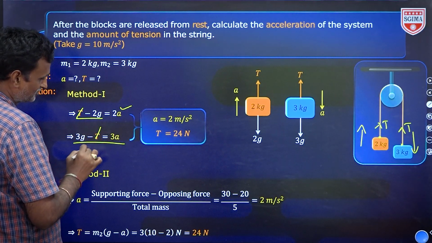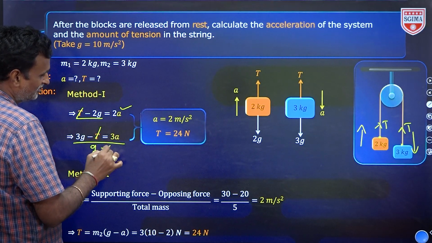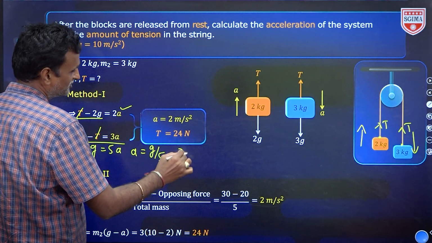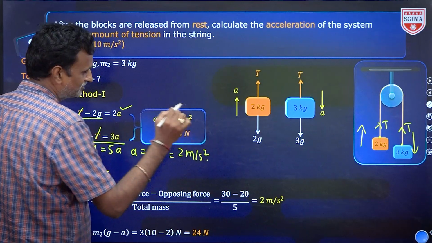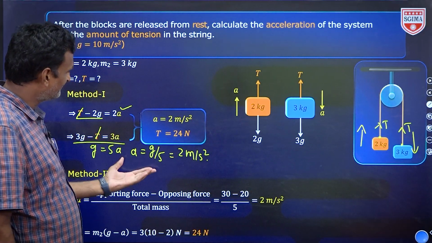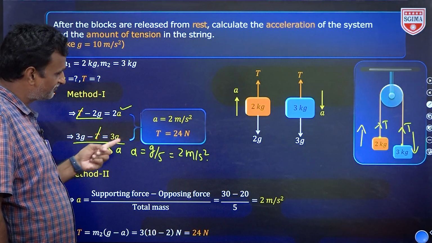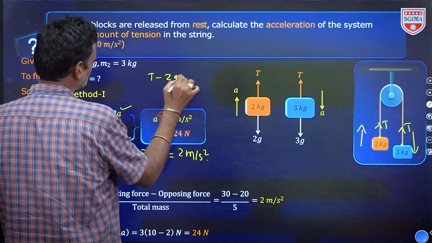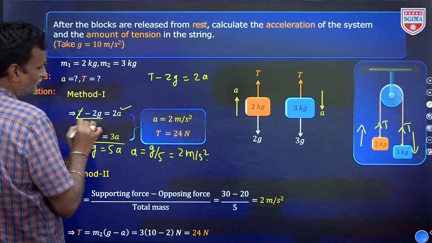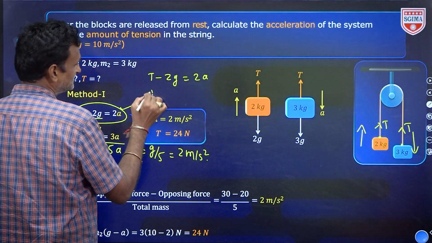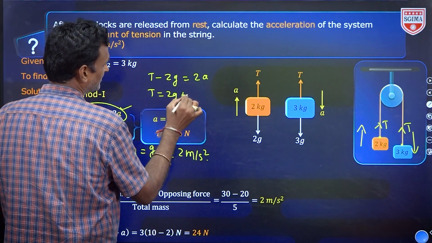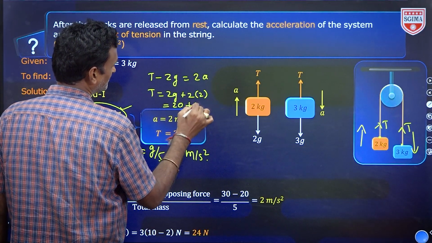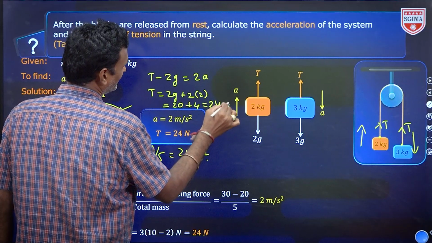So 3g minus 2g, which is g, equals 5a, so a equals g by 5, which is 2 meters per second squared. If you substitute the a value in either equation, we get the tension. Taking the first equation, T minus 2g equal to 2a, so T equals 2g plus 2 into 2, here 20 plus 4, which is 24 newtons.